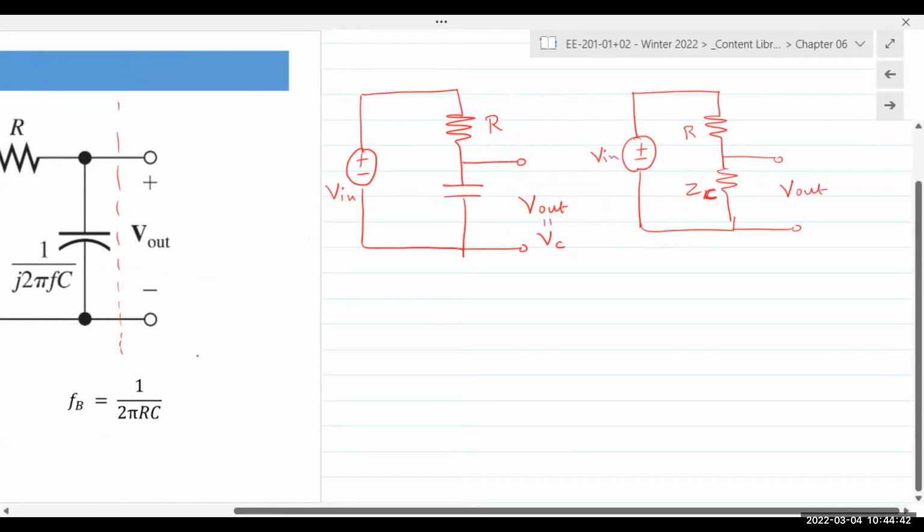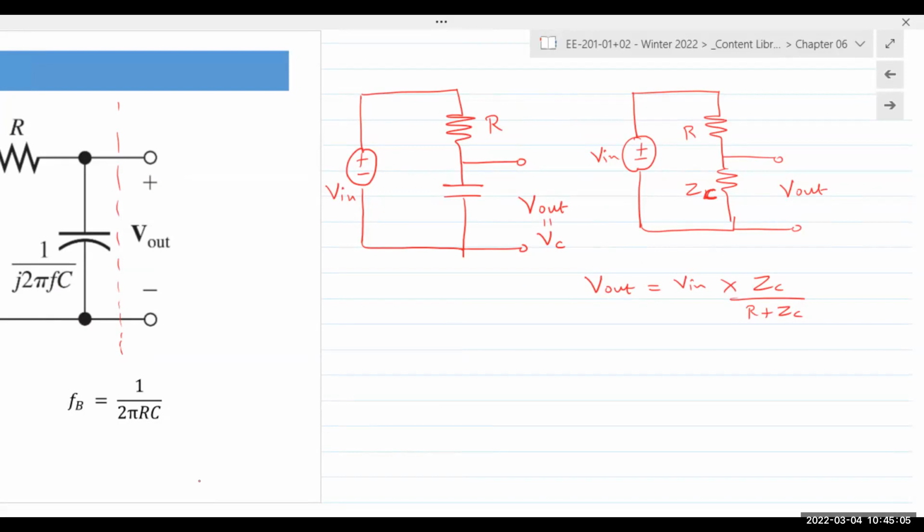I can either find the current in the circuit and then apply Ohm's law, or I can simply apply voltage division. And I can write V out is simply equal to V in times ZC over R plus ZC, right? One step answer. And then I take V out over V in, which gives me the transfer function H of F for an RC low pass filter.